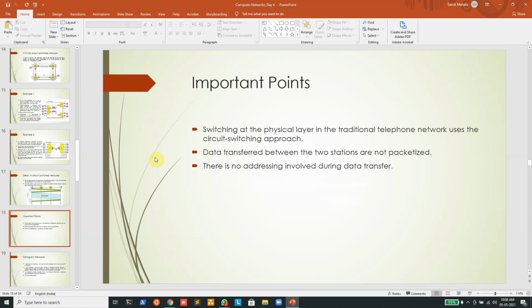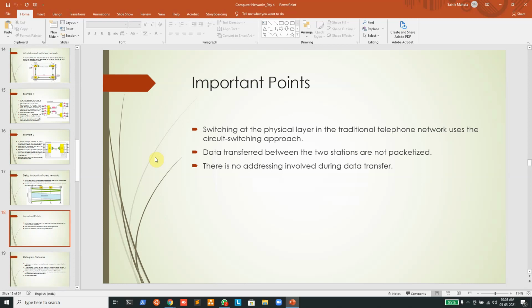Now these are some important points that we need to remember in the case of circuit switched networks. The first point is that circuit switching actually takes place in the physical layer. The next switchings that we will see will take place in other network layers, but circuit switching specifically takes place in the physical layer. Now, data transferred between 2 stations will not be packetized.